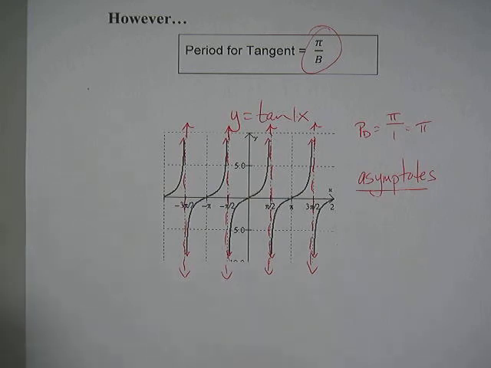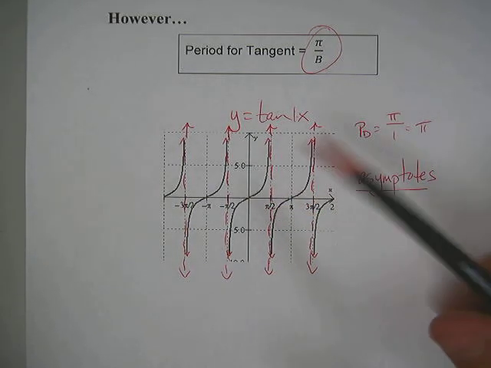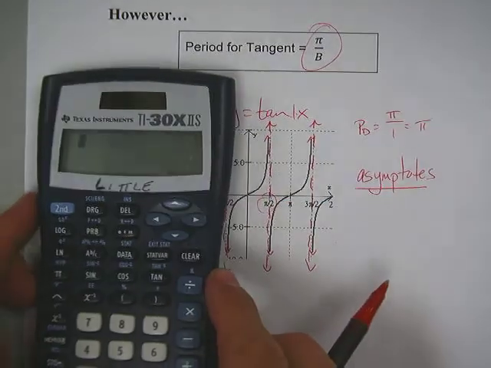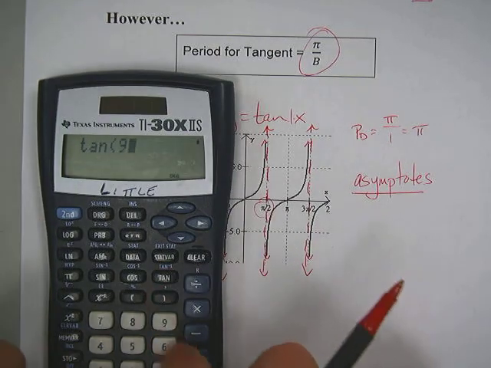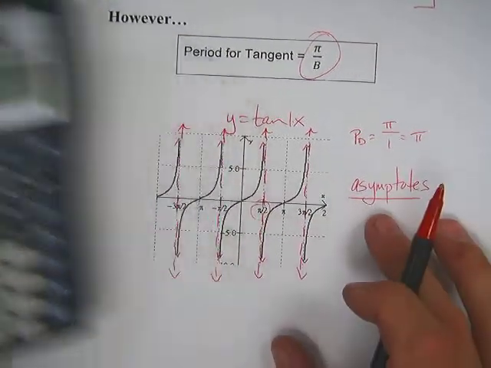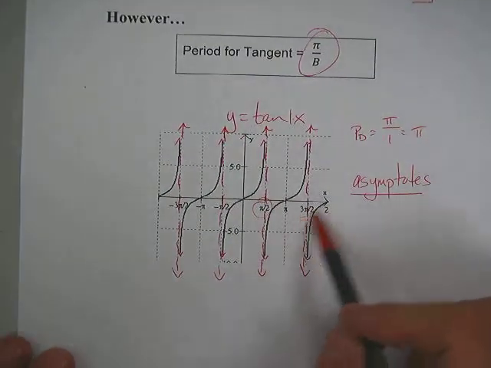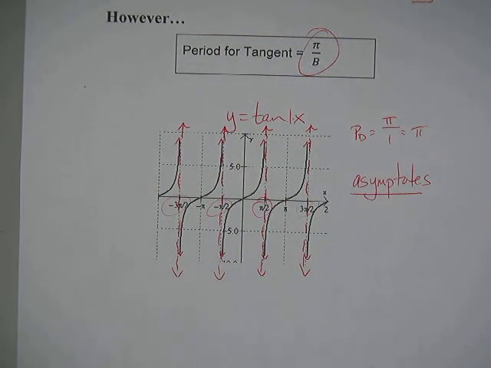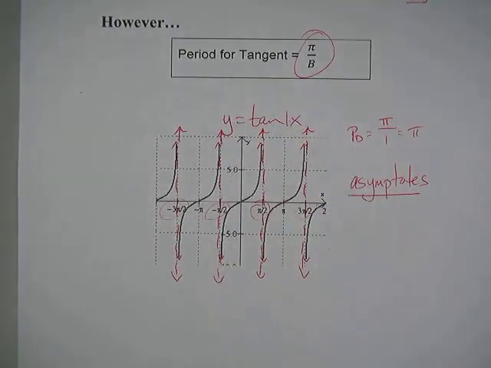Well, those asymptotes are the locations where tangent is undefined. So for instance, right here, pi over 2. Pi over 2 is the same thing as 90 degrees. So if I were to take my calculator and type in tan 90 degrees, you see I get a domain error. That's because that's where tangent is undefined. And all these places, 3 pi over 2, negative pi over 2, negative 3 pi over 2, all those are locations where tangent's undefined.